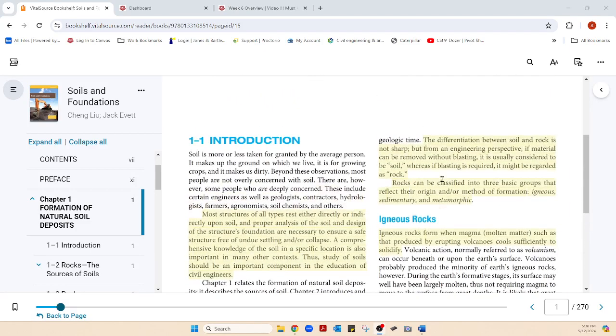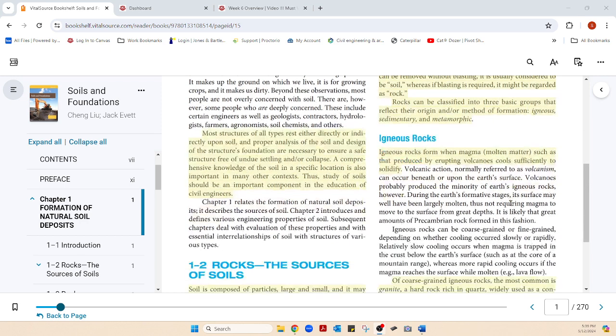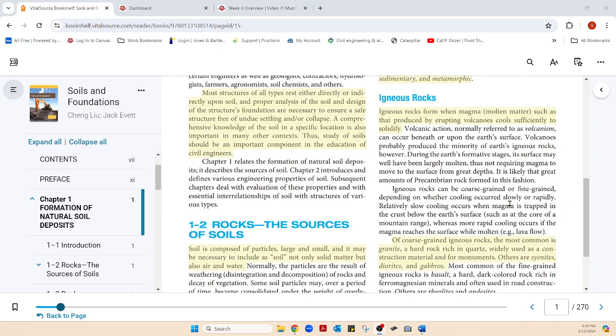Up here, we'll start out with rocks. They're saying rocks can be classified into 3 basic groups that reflect their origin and method of formation: igneous, sedimentary, metamorphic. You need to know those. Igneous rocks form when magma, molten matter, such as that produced by erupting volcanoes, cools sufficiently to solidify. A lot of the mountains in Colorado are actually lava flows that stopped.